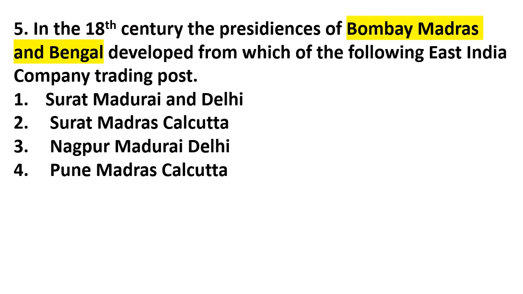Okay, next question. In the 18th century, the presidencies of Bombay, Madras, and Bengal developed from which of the following East India Company trading posts? Okay, and these are the options: Surat, Madurai, and Delhi; Surat, Madras, and Calcutta; Nagpur, Madurai, and Delhi; Pune, Madras, and Calcutta. These are the options.